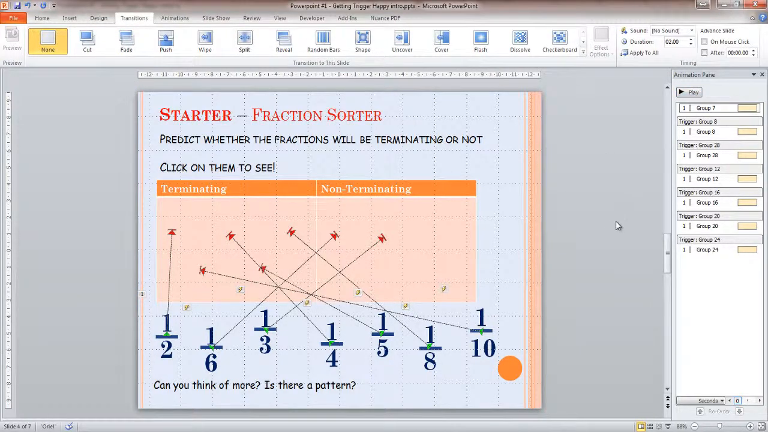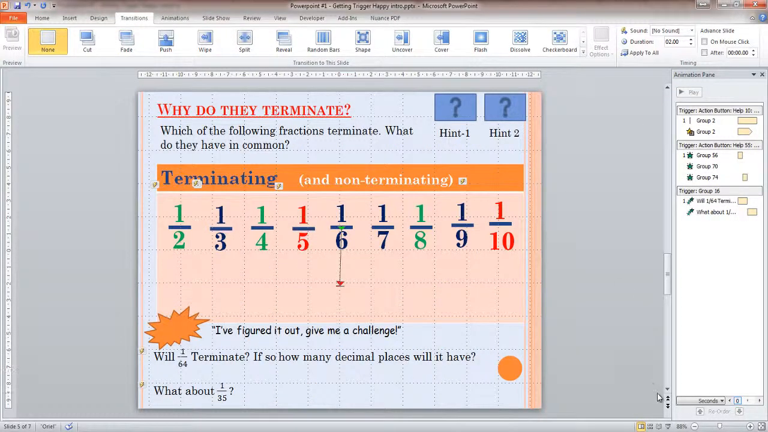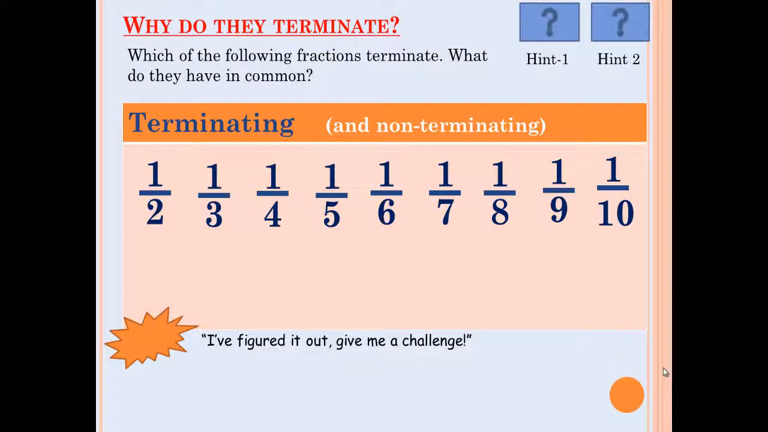So we can have a look at another example from the same lesson. In this exercise, again, the students are deciding which terminate. Then they also have to try and think about what they have in common. This was given as a homework activity, and I find that the triggers work quite well if you want the pupils to actually be controlling the animations for themselves.